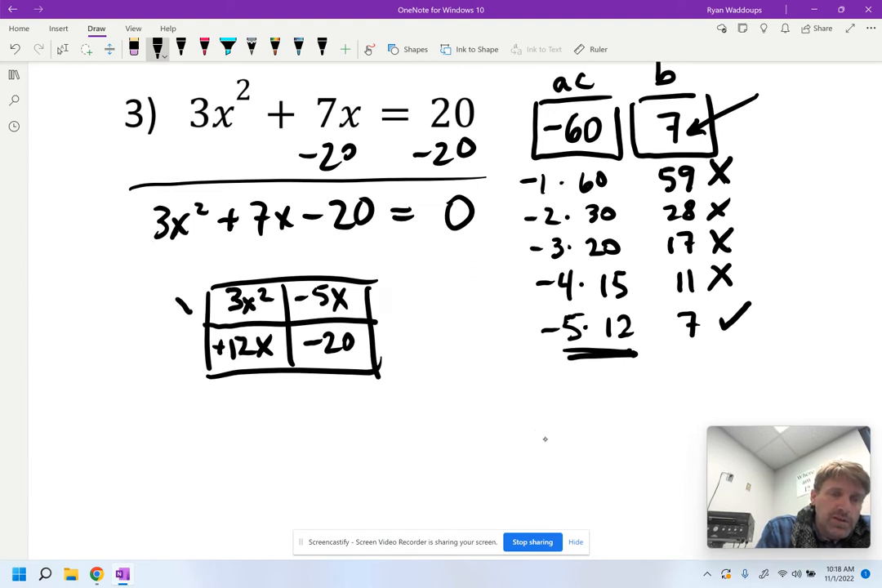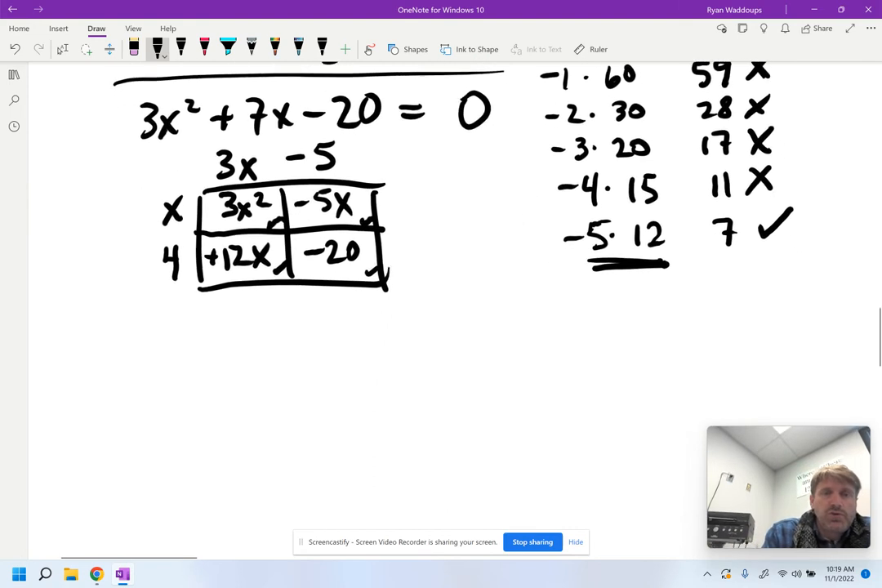So we factor out the greatest common factor for each row and each column. In this row, they both have an x in common. In this one, they have, looks like 4 in common. And up here, these both have a 3 and an x in common. And over here, we have a 5. And since they're both negative, I'm going to put minus 5. And then I'm just going to double check. 3x times x is 3x squared. Yes. 3x times 4 is 12x. Yes. Negative 5 times x, negative 5x. Yes. And negative 5 times 4 is negative 20. Yep.